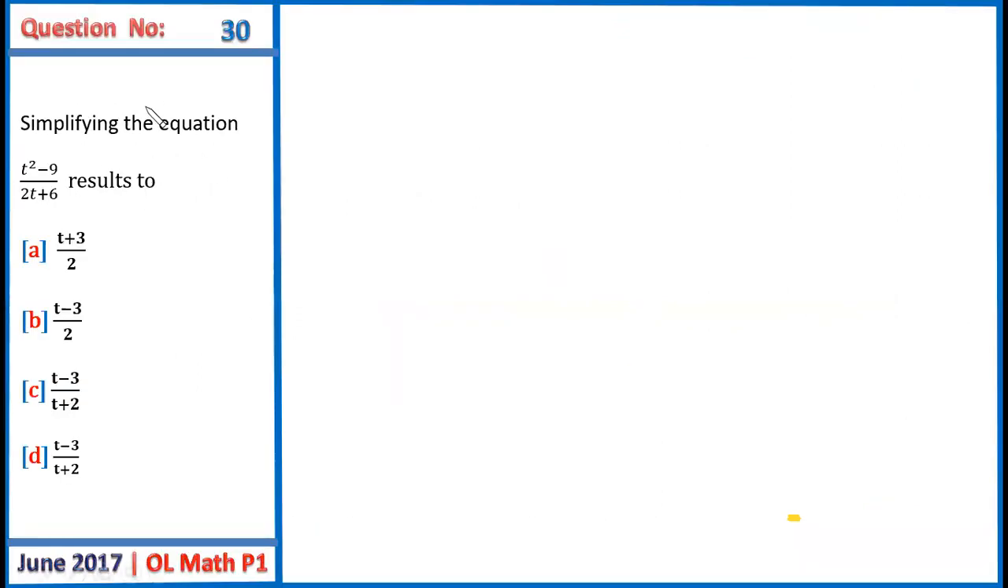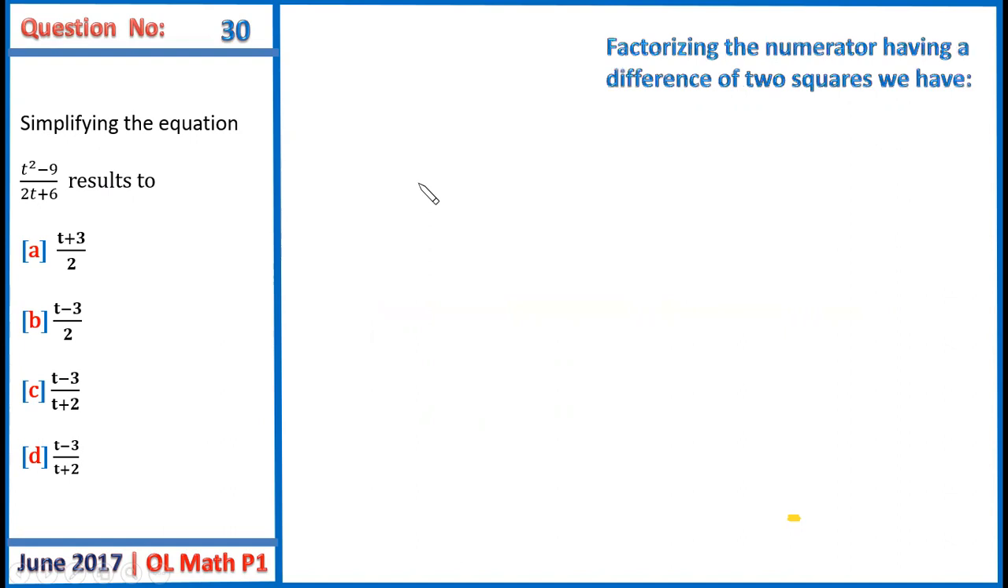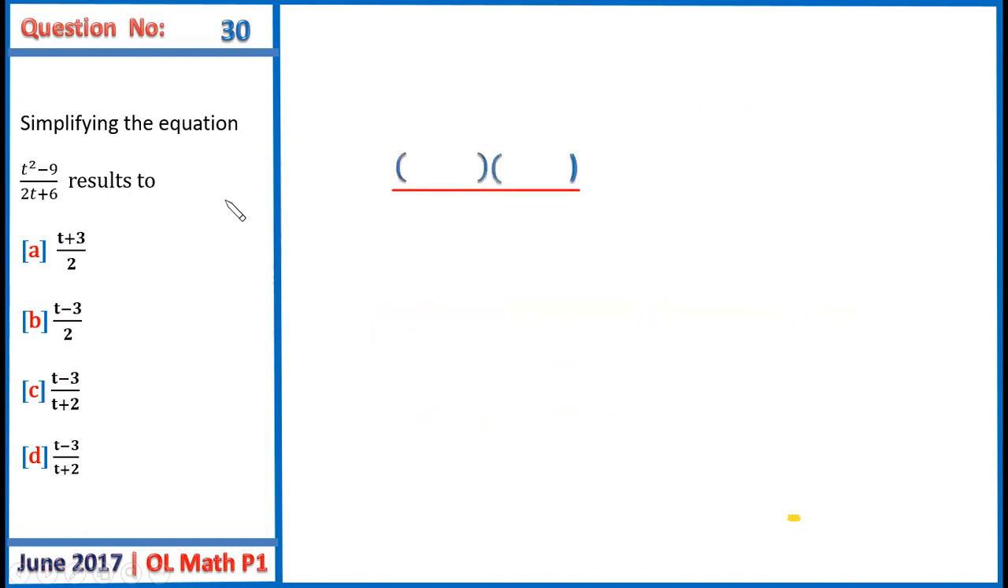Now simplify also this expression. When you look at these variables, there is a common factor. You first of all have to factor out before you can do this simplification. The first one, the numerator, is the difference of 2 squares. To factorize the difference of 2 squares, you take the square root of the first one. Square root of t squared is t. So you put t in the first bracket, t in the second bracket.